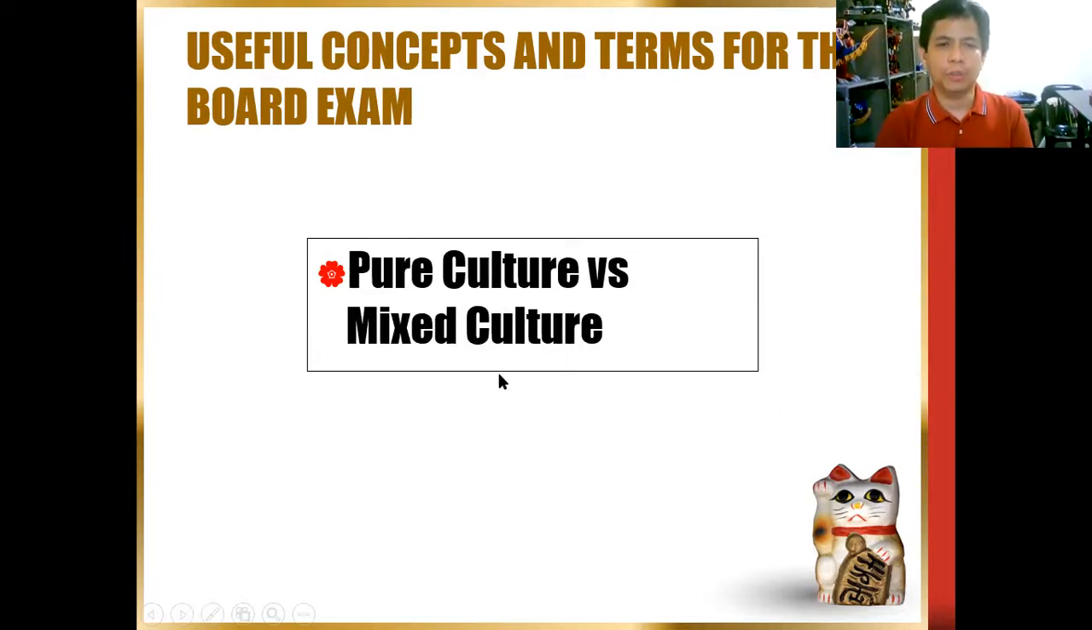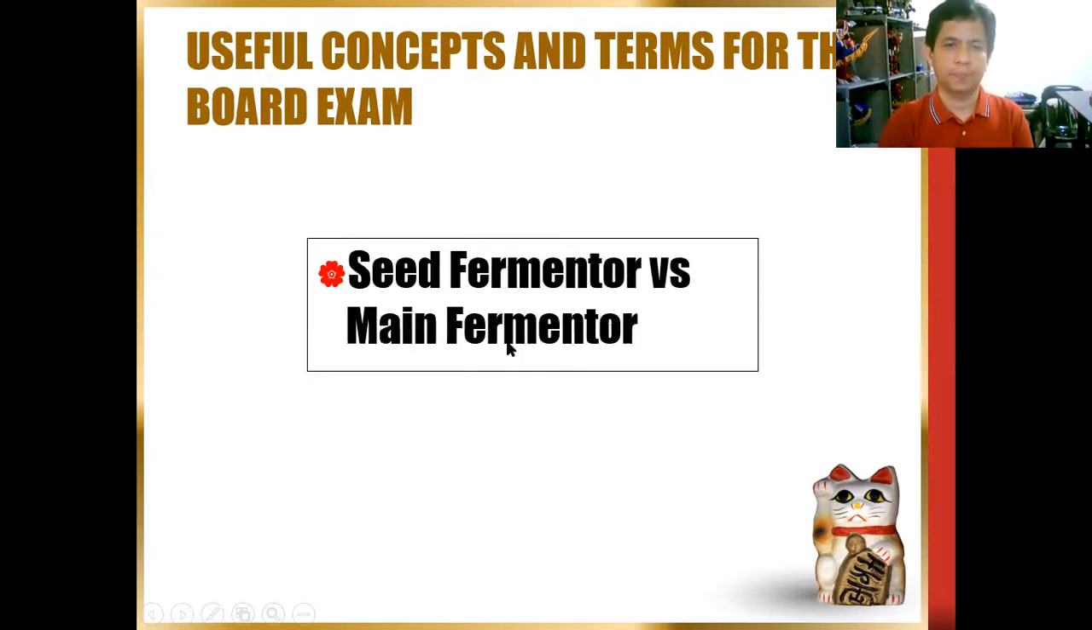Pure culture versus mixed culture. So, yung pure culture, pag isang bacteria lang yung present sa culture, halimbawa sa Saccharomyces cerevisiae lang, ano? So, pure culture yun. Tapos pag halimbawa, yung sa Saccharomyces cerevisiae lang, dinagdagan niya pa ng another bacteria para din ma-process yung mga hexoses, that's a mixed culture. Seed fermenter versus main fermenter. So yung seed fermenter, optimized to produce the microorganism. Yung namang main fermenter, optimized to produce the product.